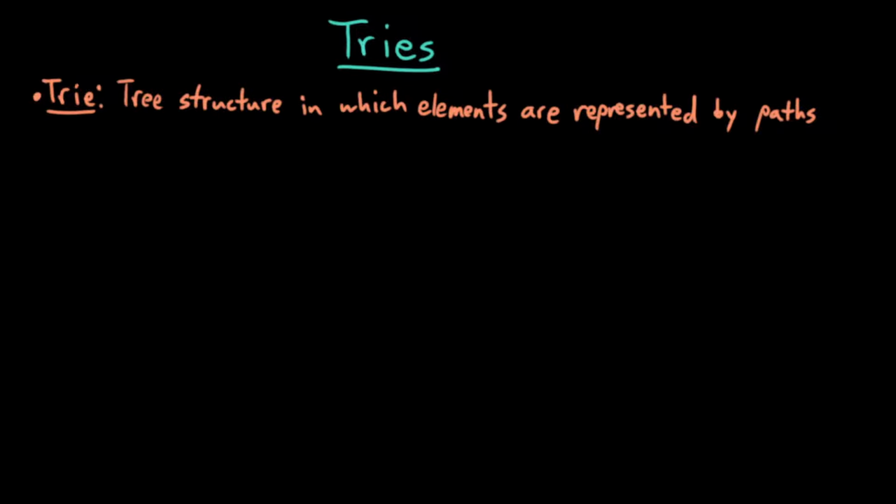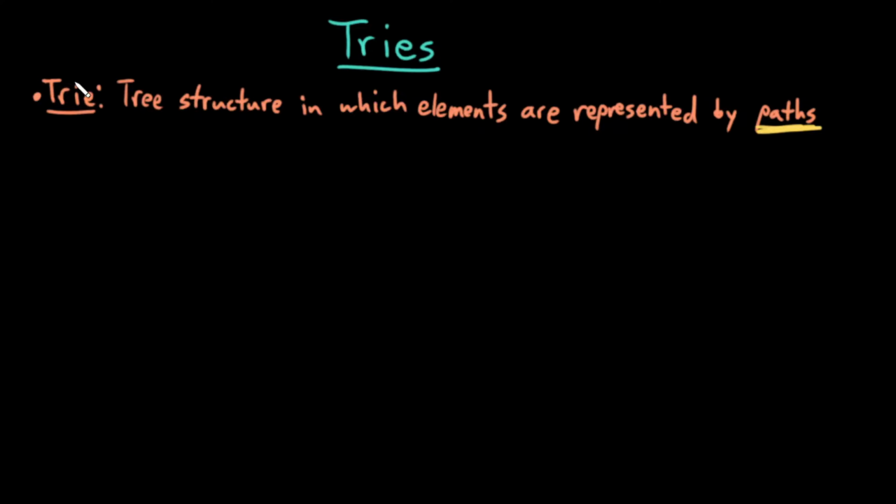In many tree structures, such as binary search trees, we store elements in the nodes of the tree. Each node represents a single element, and each element is stored within a single node. A trie is slightly different. A trie is a tree structure in which elements are represented by paths in the tree, not by individual nodes. So an entire path represents an element.